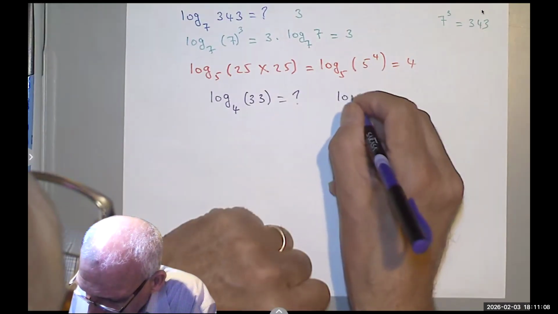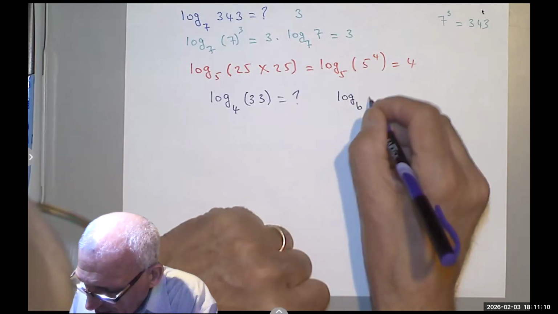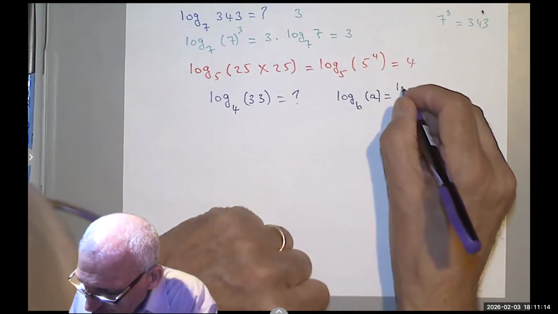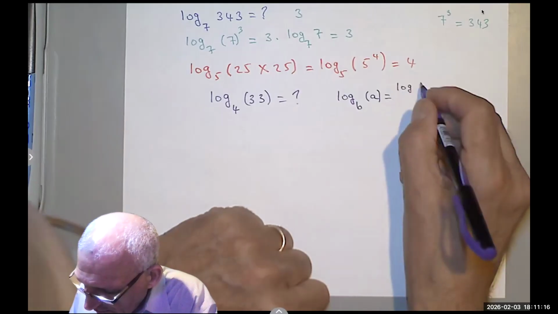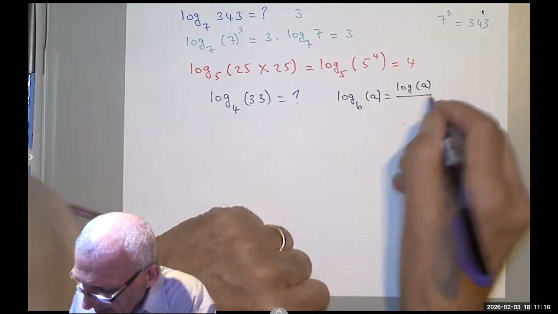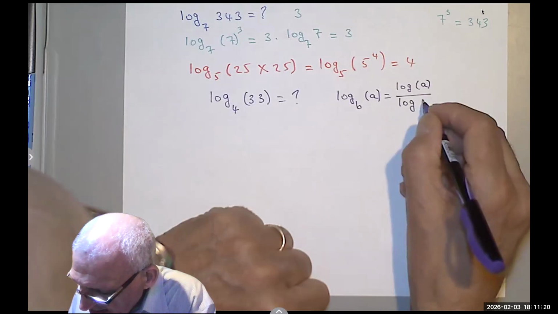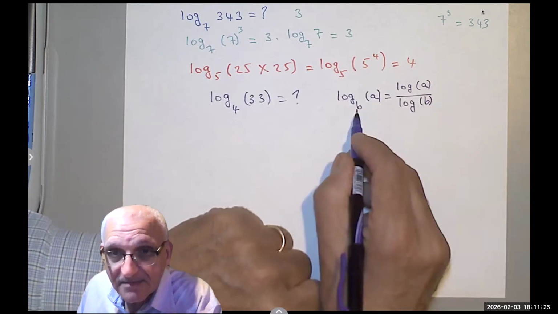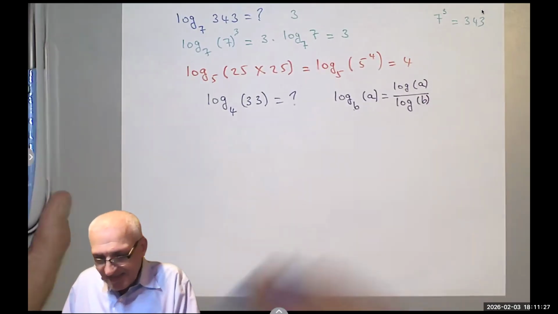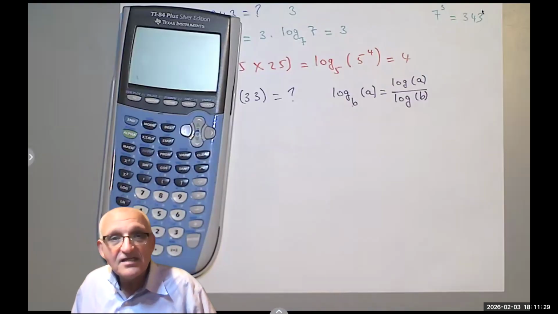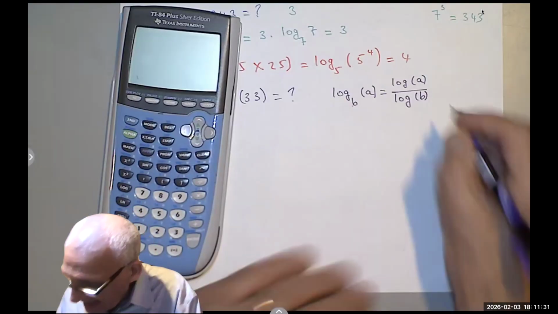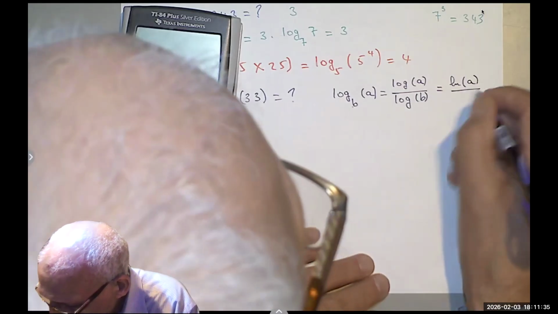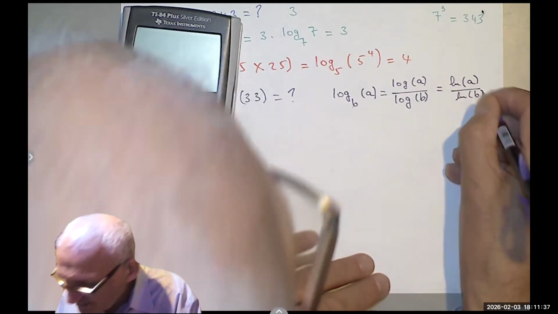Log to any base b of any number a can be written as log to the base 10 of a divided by log to the base 10 of b, of the base. I have a log here, so I can solve it. And this also is a natural log of a over natural log of b.